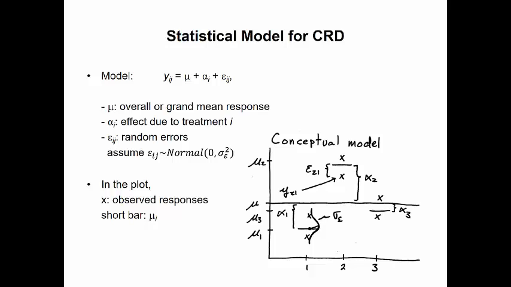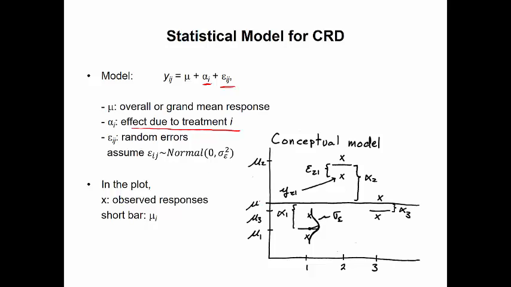Here's what we call the effects model. And so here is your treatment effect, right? The effect due to treatment i. So this would be the effect due to a certain color of paint. And this is your random error term. And you assume that your errors are normally distributed. So let's look a little bit at this conceptual model picture.